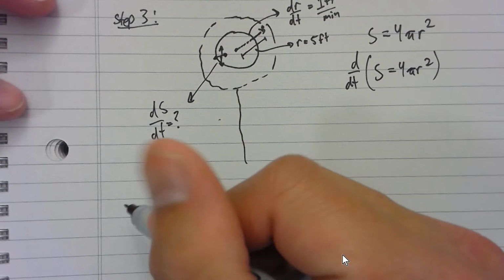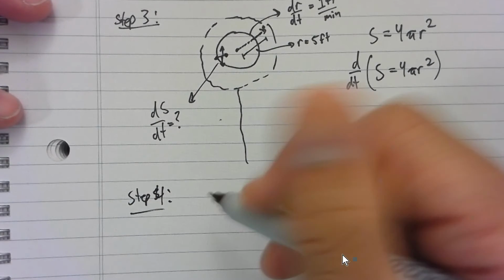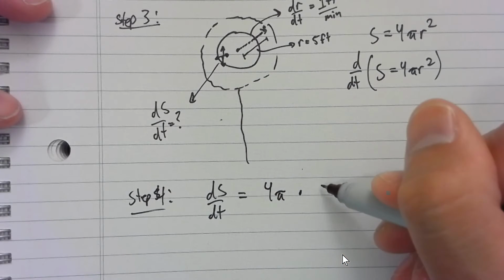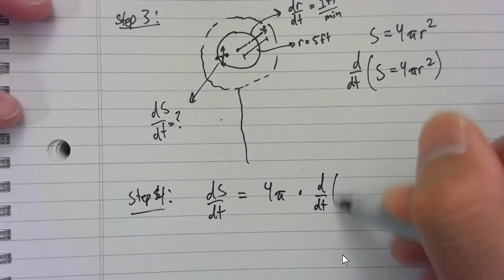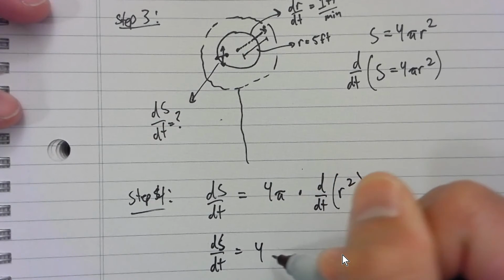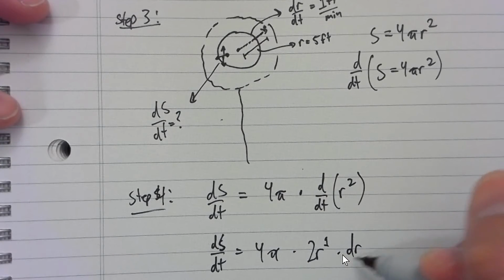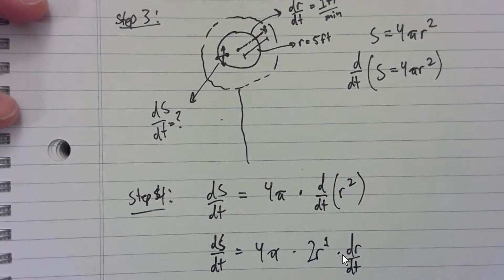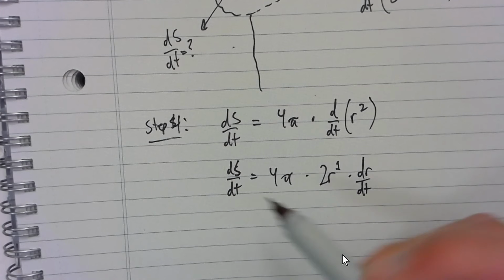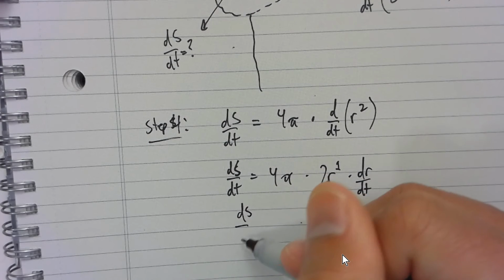Step 4 is to take the derivative of this, which would be ds over dt is equal to 4 pi, which is a constant, so we're going to take the derivative with respect to time of r squared. It's going to seem very familiar. So ds over dt is going to be equal to 4 pi times 2r to the first power times dr over dt. Okay, we are trying to find the rate of change of the surface area, so that's still going to remain as the variable that we don't know.